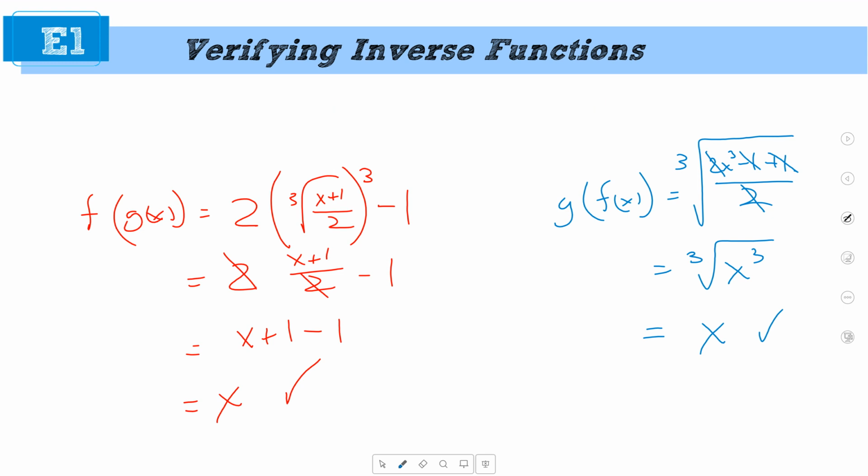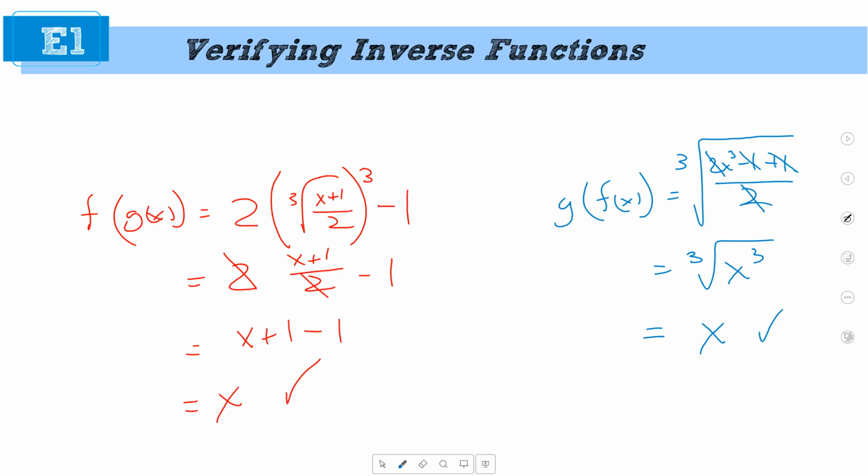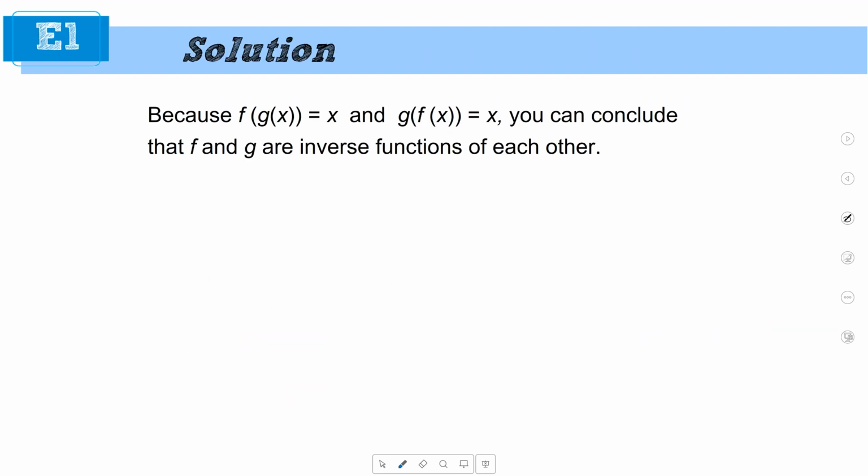Go backward. If they both equal x, they have to equal x. Can't equal the same thing and have to equal x.